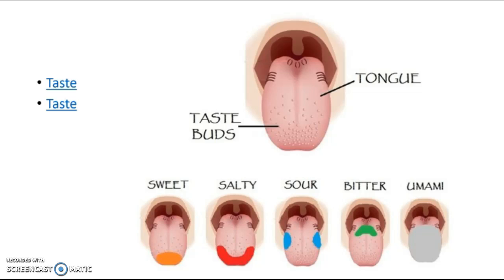So locating some of those papillae that contain the taste buds, we can see that there's 5 basic flavors that we can detect: sweet, salty, sour, bitter, and umami. Umami is also savory. And then down here we can see their locations: sweet on the tip of the tongue, salty on the tip and sides of the front, sour deeper on the tongue and on the sides, bitter back of the tongue, and umami is kind of spaced out all over.